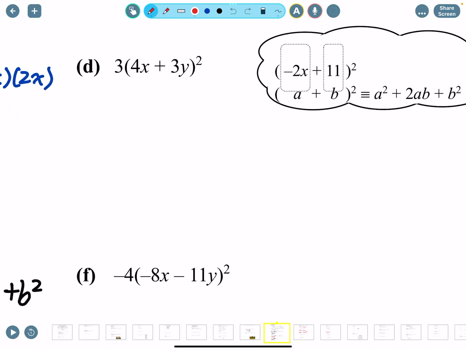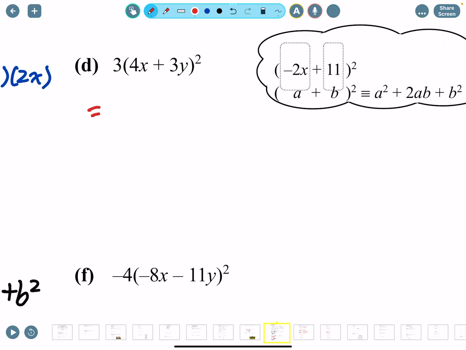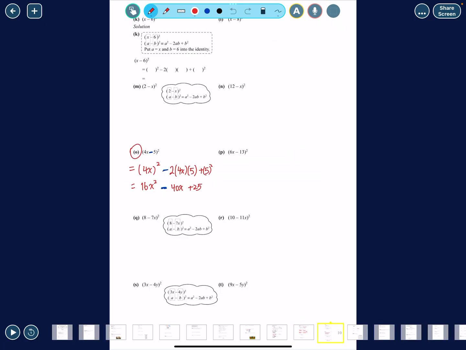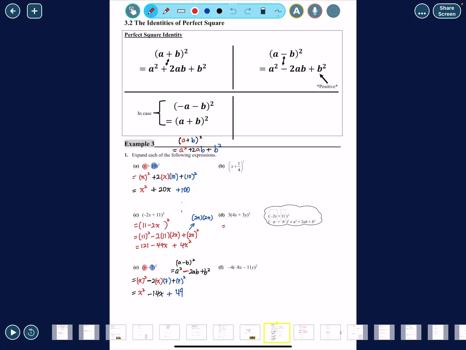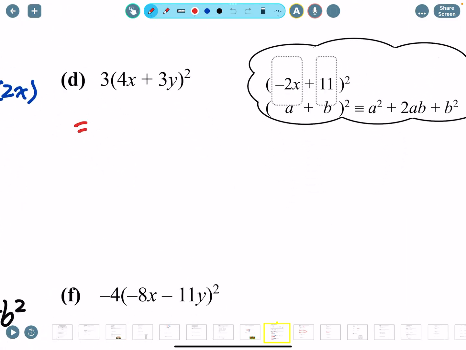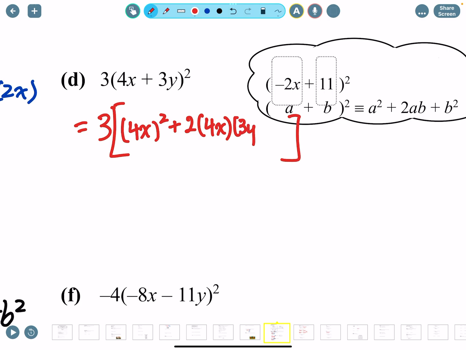Okay, here. This question, you have to basically have a big bracket. And then inside this bracket is the same thing. You're gonna handle this one like your last homework. 4x squared plus 2 times 4x times 3y. If you don't have space, then remove this. Plus 3y squared.